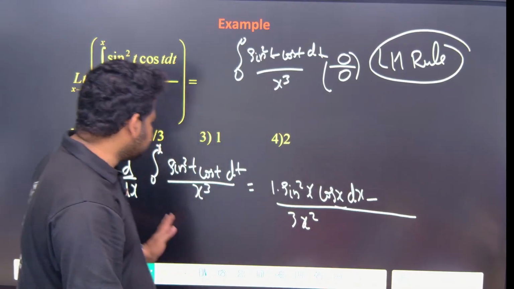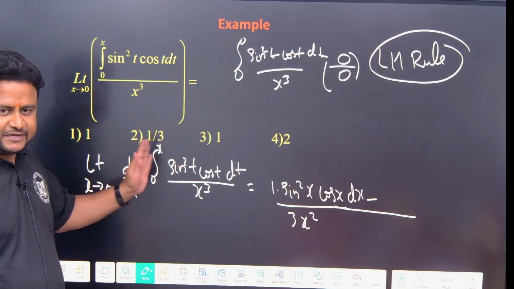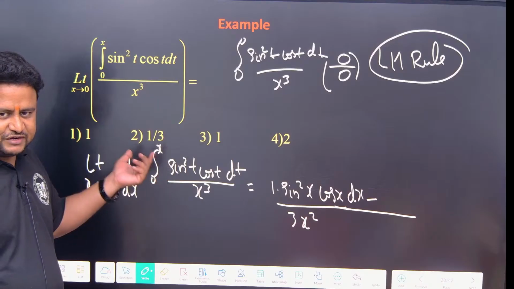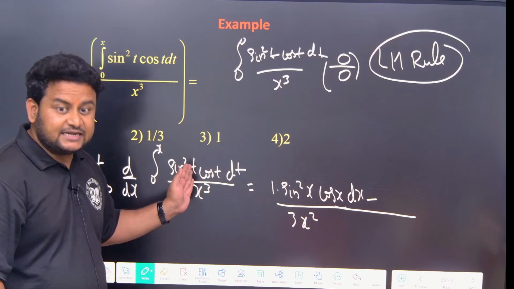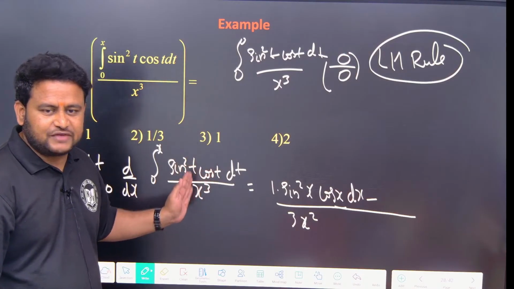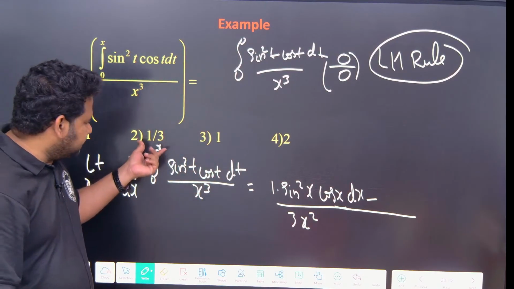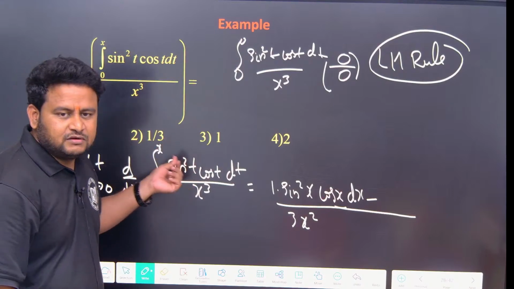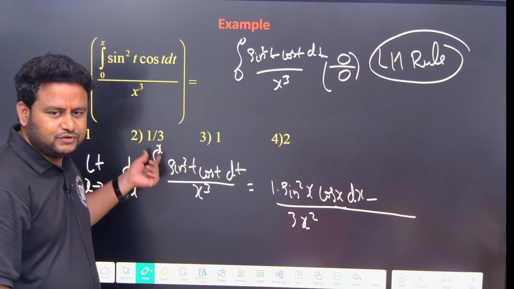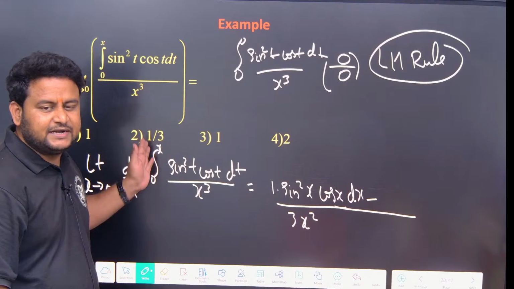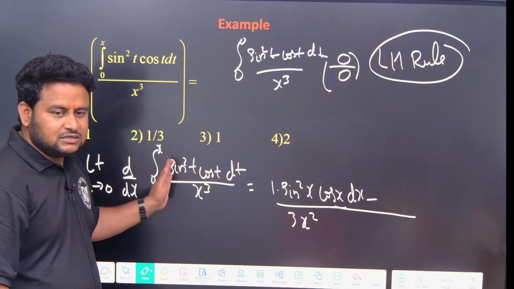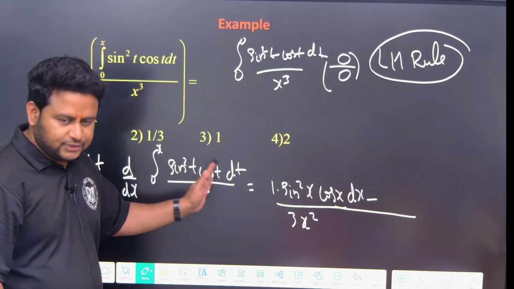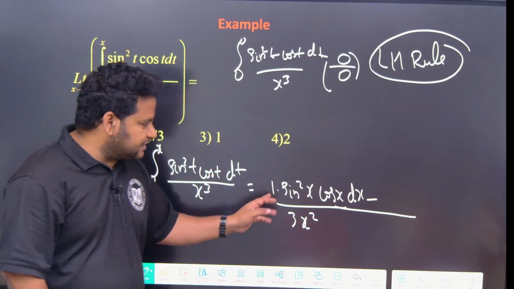Understood? So first what I am doing? x is there, I will bring x and differentiate it. If I differentiate x, it will become 1. Now for this function, instead of writing in terms of t, I will write it in terms of x. If it is u, d by du of u will become 1. Then you write sin square u cos u du, so that is what I have done in terms of x.